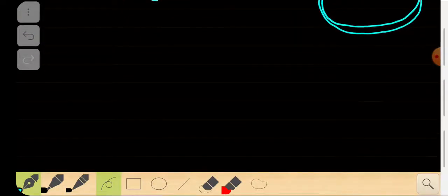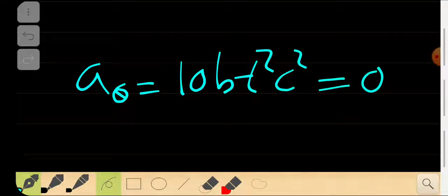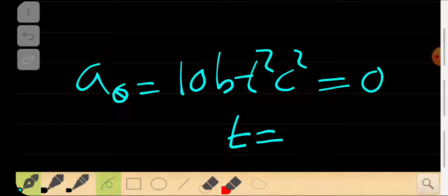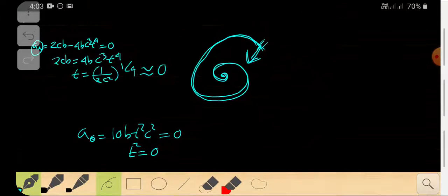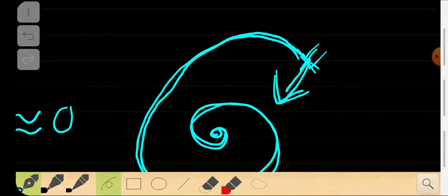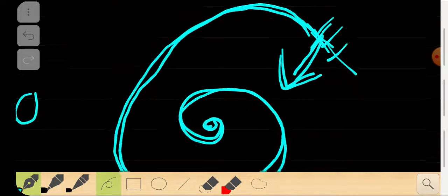And I want you to see one more thing. One more thing is when a theta, which is equal to 10b t square c square, is equal to 0. When will it be equal to 0? This will be 0 only when t is equal to 0 or t square equal to 0. So the only point where tangential acceleration is 0 is at the time equal to 0, when there is no velocity, no acceleration.